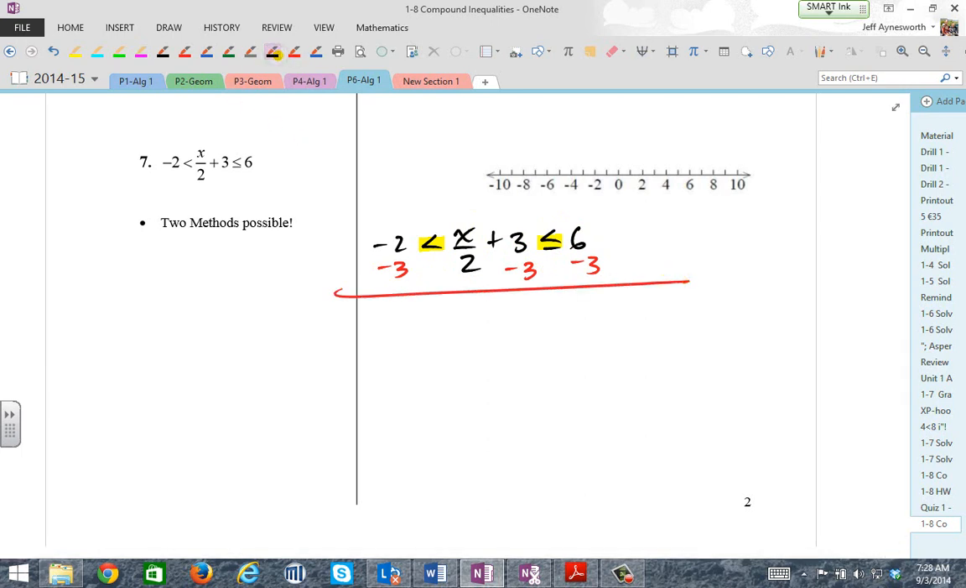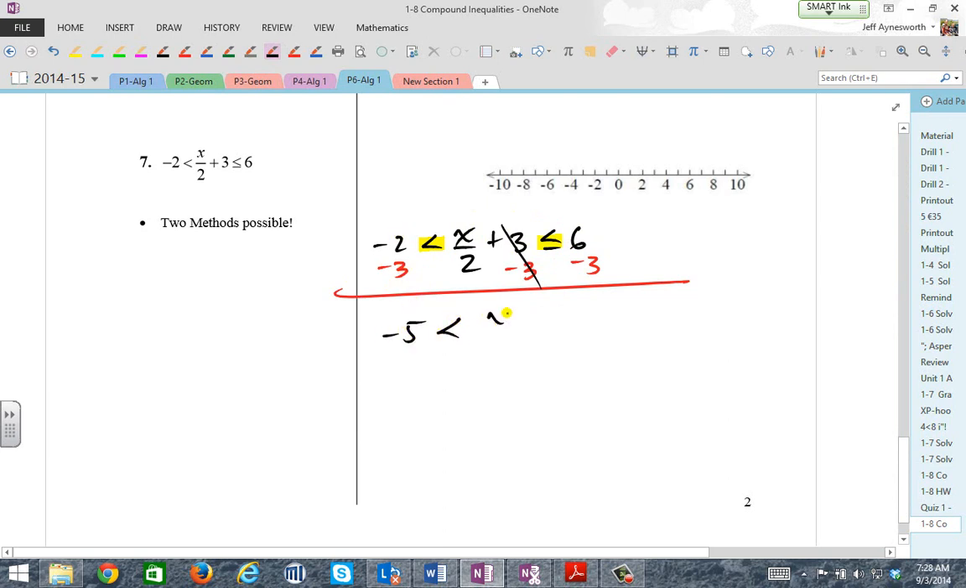You're going to cancel out the opposites here. -2 minus 3 is -5. That's less than x divided by 2. Remember, this cancels out to 0 now. Less than or equal to 3. And I'm still not done yet. I want to solve for x here, and right now it's being divided by 2. So I do the inverse. I multiply everything by 2. So times 2 here, times 2 here, times 2 here. I get -10 less than x, which is less than or equal to 6.